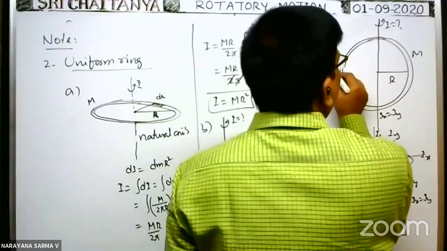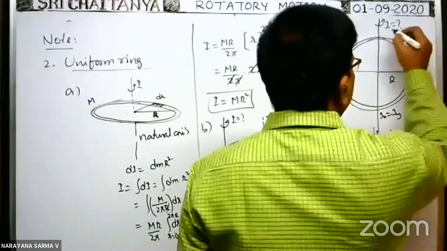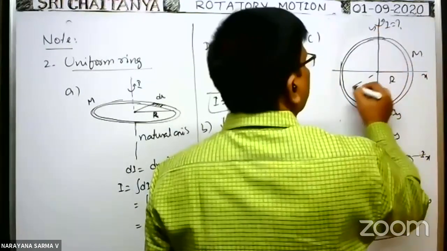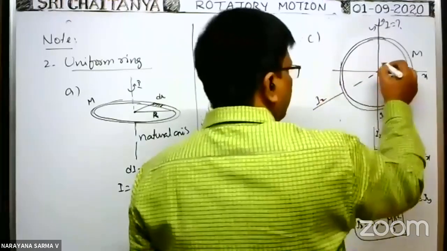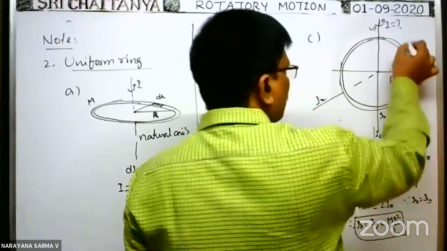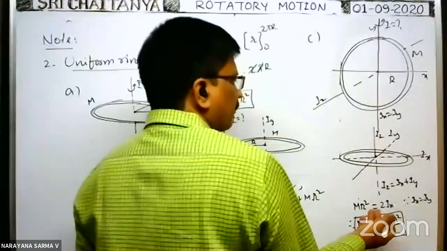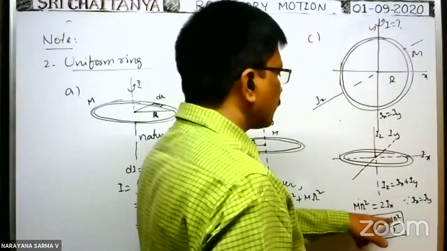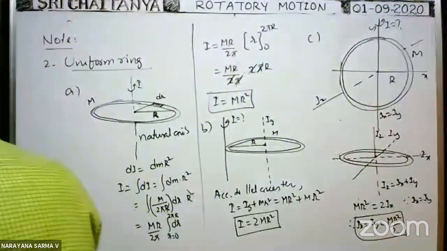Here, this is the x-axis, this is the x-axis, this is the y-axis, this is the y-axis. Okay, here this is the z-axis. The z-axis is the axis passing through the midpoint and perpendicular to the plane of the ring. The moment of inertia is mr square. So about the x-axis or y-axis, the moment of inertia is mr square by 2. Now, based on this point, you tell me.